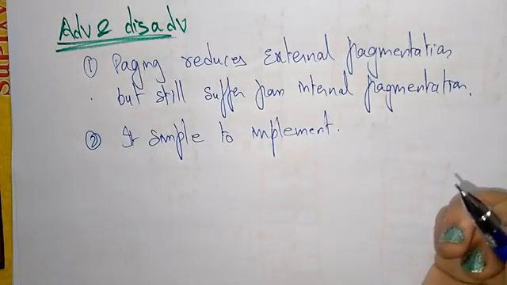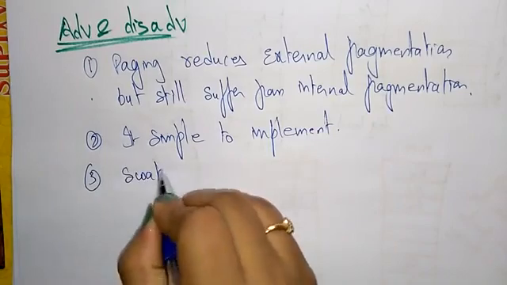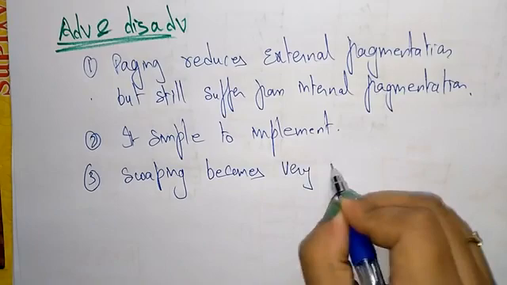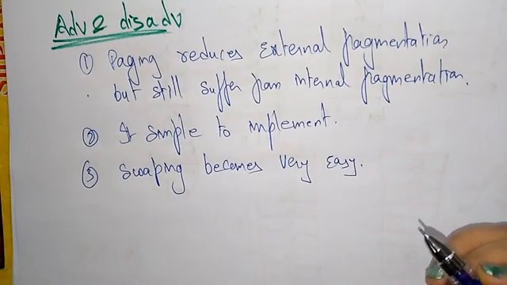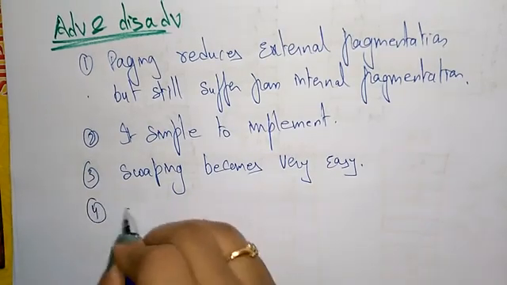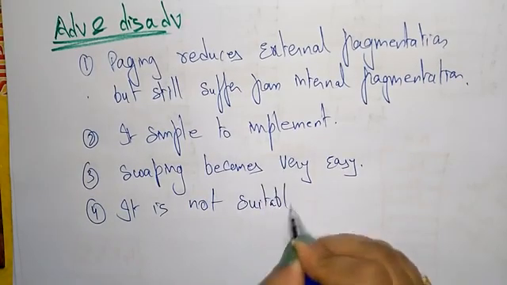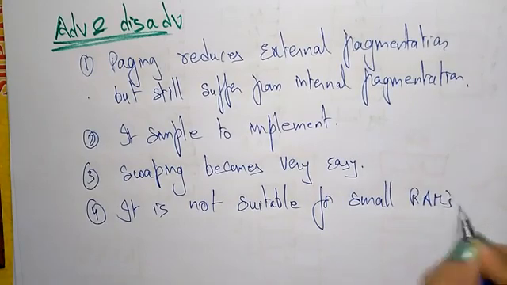Due to the equal size of pages and frames, swapping becomes very easy. And the page table requires extra memory space, so it may not be good for systems having small RAMs. So it is not suitable for small RAMs. So this is about the concept of paging.